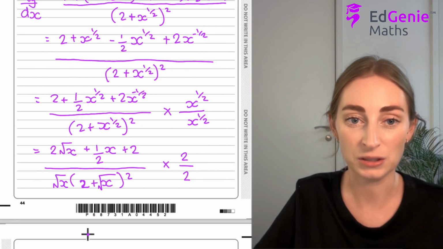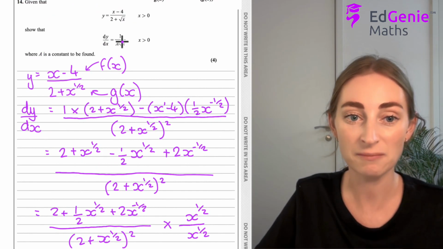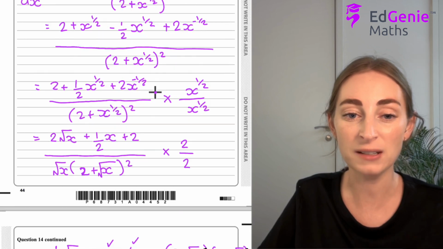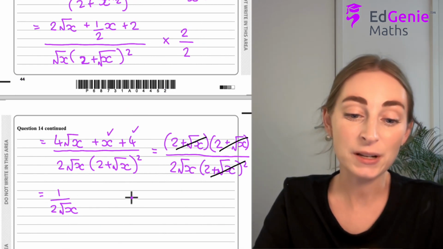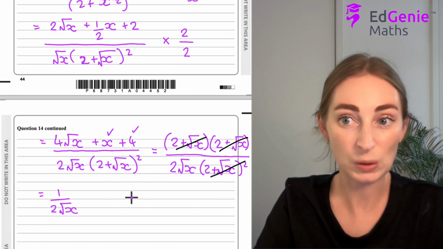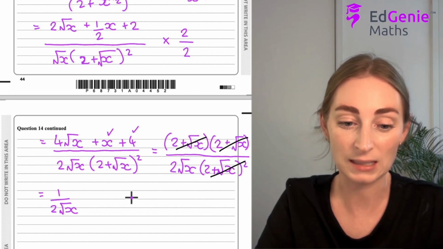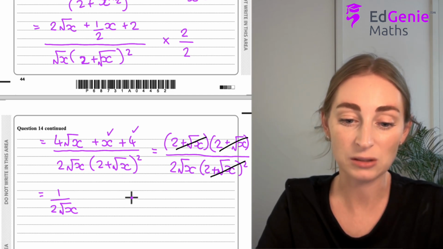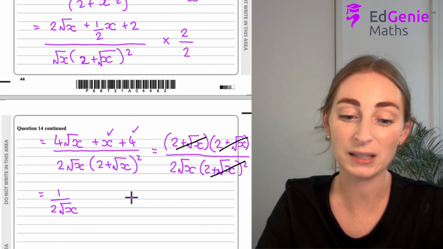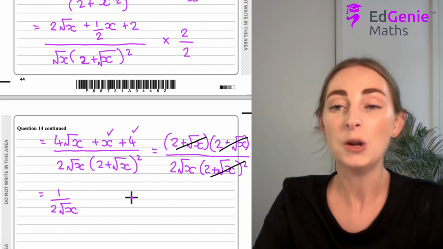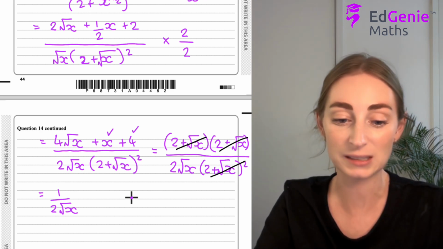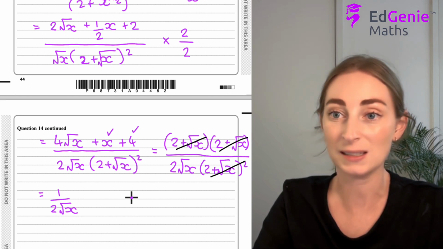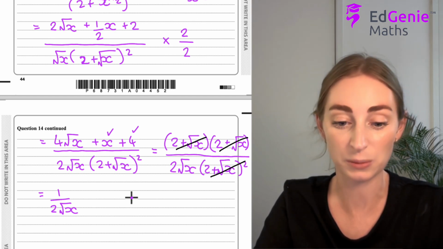Let's check the question. Yeah, where a is a constant to be found. So a is 2. The examiner report said that it was not done well by that many candidates. Most solutions seen used the quotient rule, although incorrect application of the rule often meant that no marks could be awarded, which is so frustrating because the formula is literally in the formula booklet. So make sure when you're practicing these past papers that you're using the formula booklets.